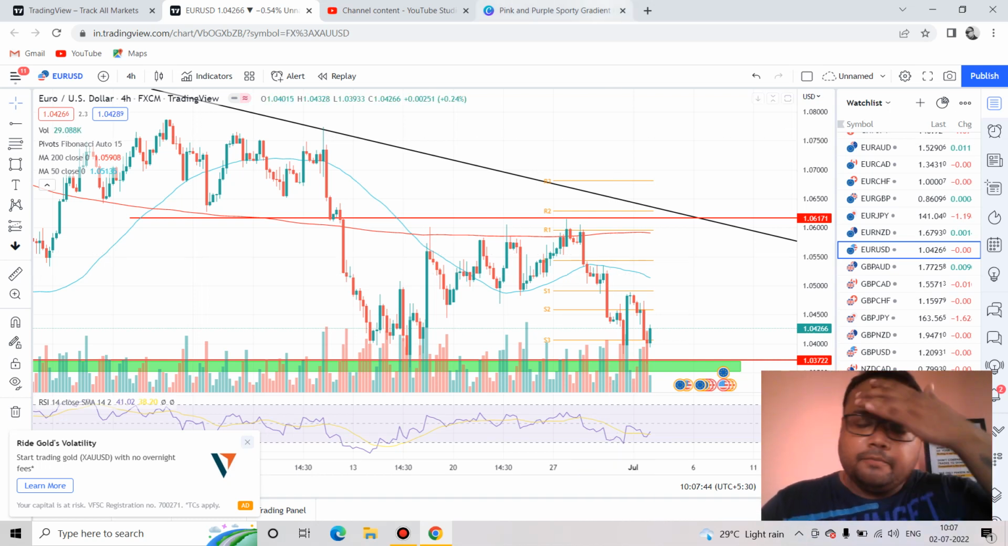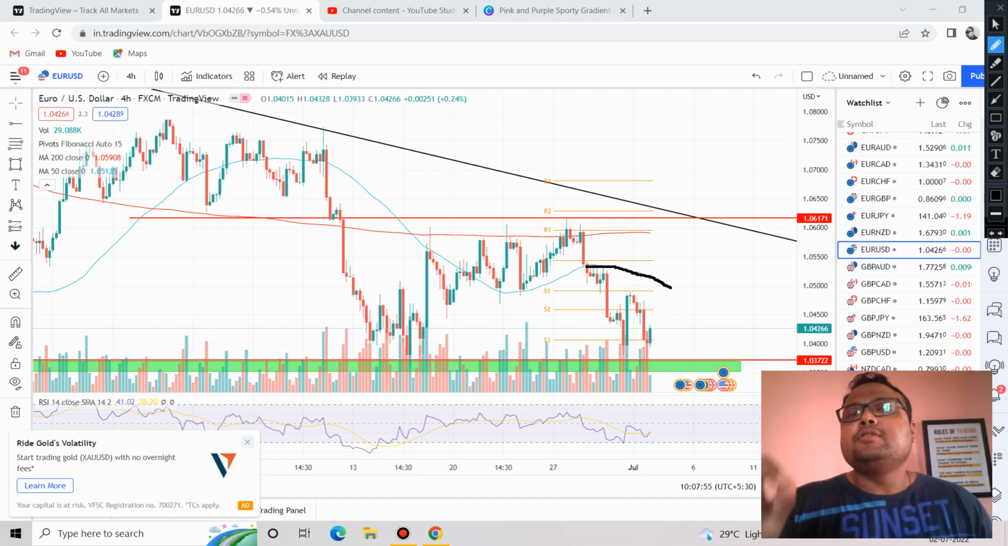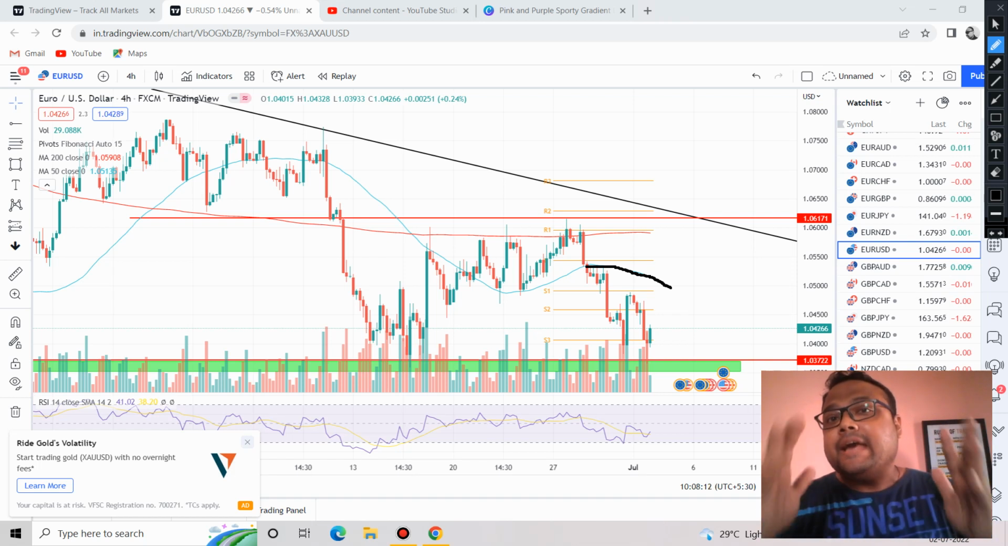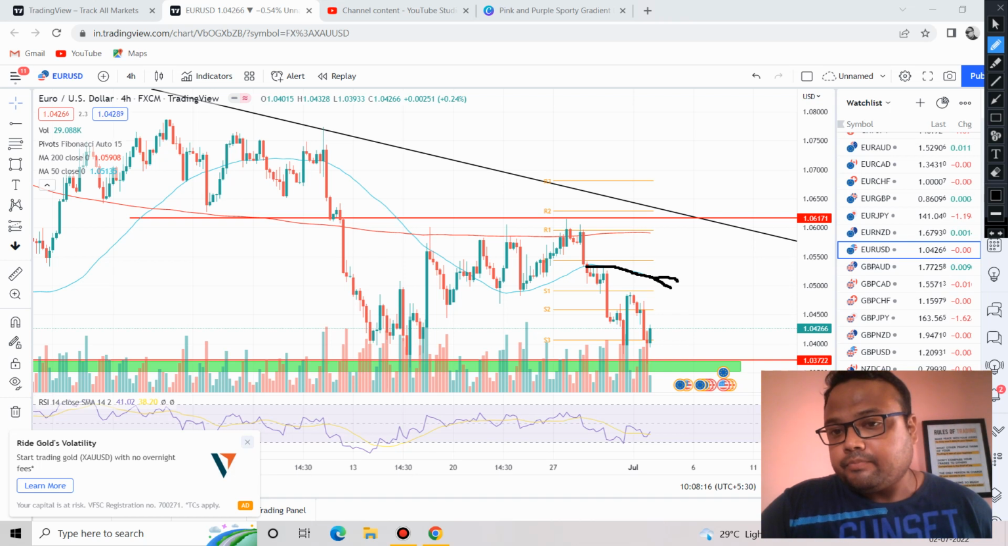So if the market goes up, then there's a good possibility that the 50 moving average will act as resistance. If you see the market rejecting the price from above, if you see that the market is struggling to go higher around the 50 moving average, then you'll get the confirmation that truly the 50 moving average is acting as a dynamic resistance, and you can take a sell position.